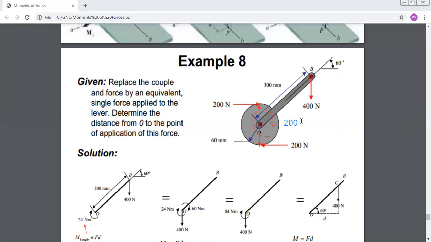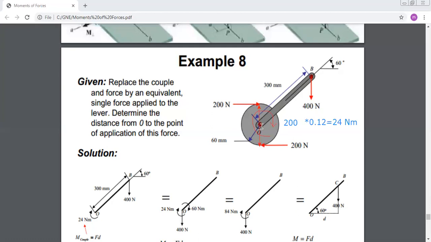So here I should multiply by 0.12. So I get that my couple vector is in magnitude equal to 24 Newton meters. And this is a free vector. It means that if I'm doing sum of moment about O, or if I am doing sum of moment about B, I should consider this couple. Okay? Now, we decided to reduce at point O.